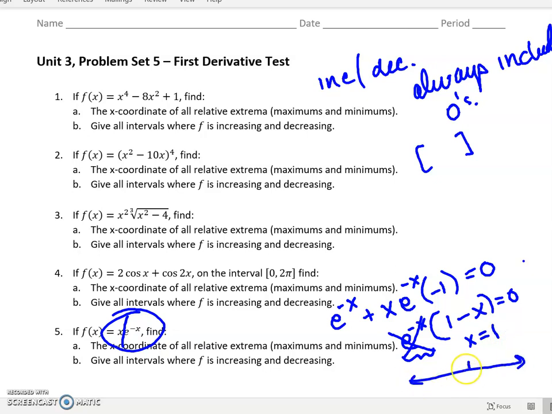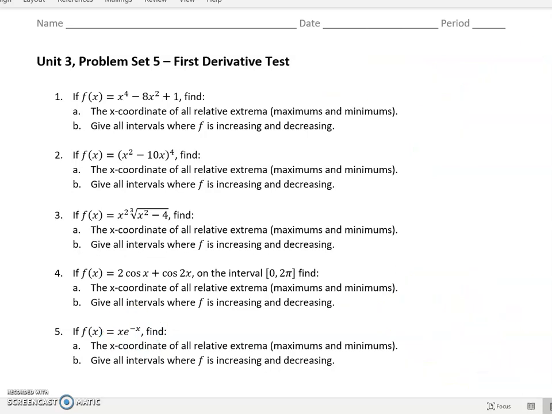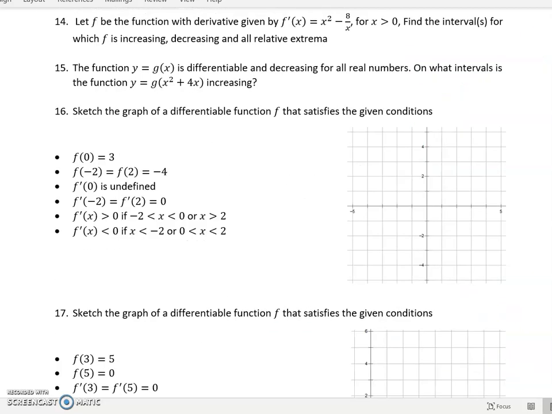And then I can plot 1 and I can test both sides. Remember, you're plugging it back into the derivative. You want to know if it's increasing or decreasing. And then you only have maxes and mins again when it switches from being increasing to decreasing or vice versa.